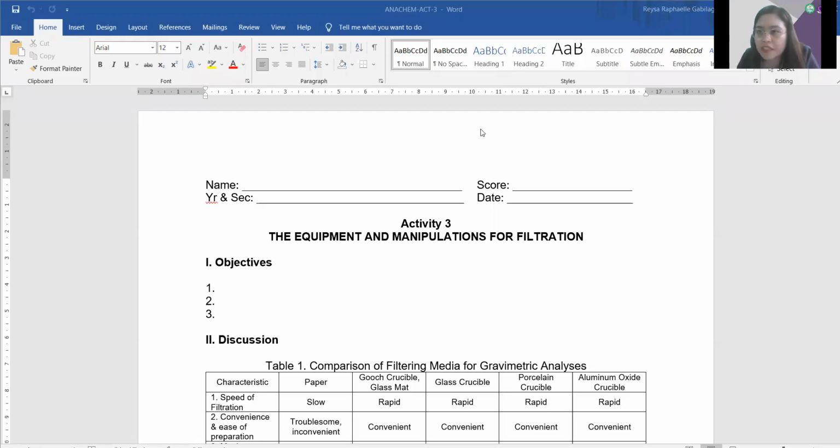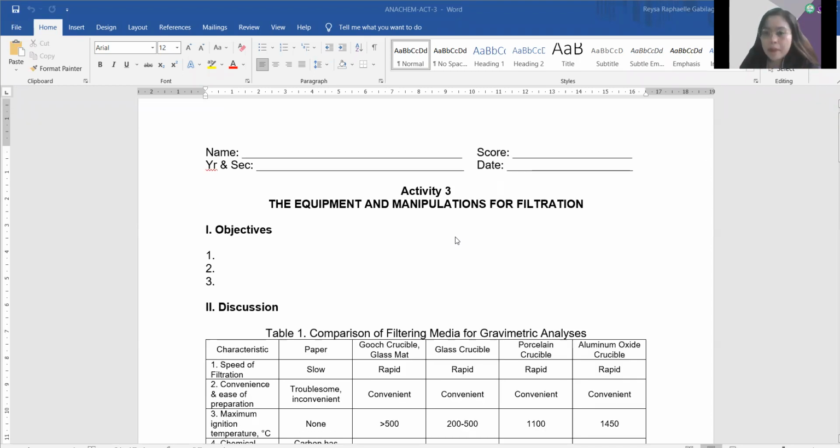We will be doing activity number 3 this afternoon. So this is entitled The Equipment and Manipulations for Filtration. So you have to read and understand the whole activity, and you have to come up with your own objectives on what you want to learn in this activity.